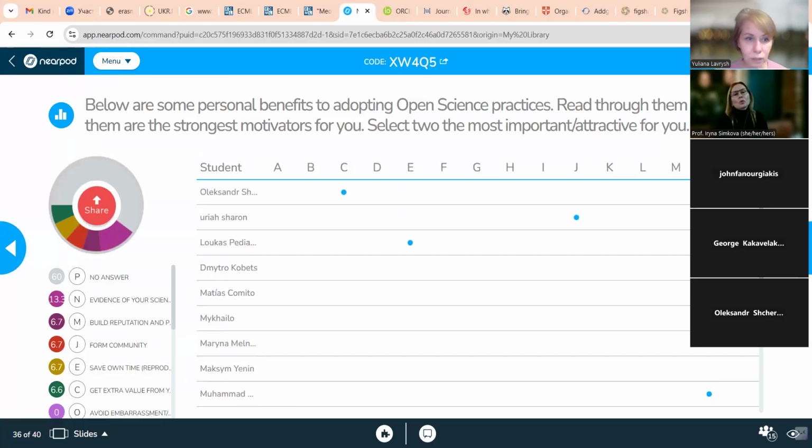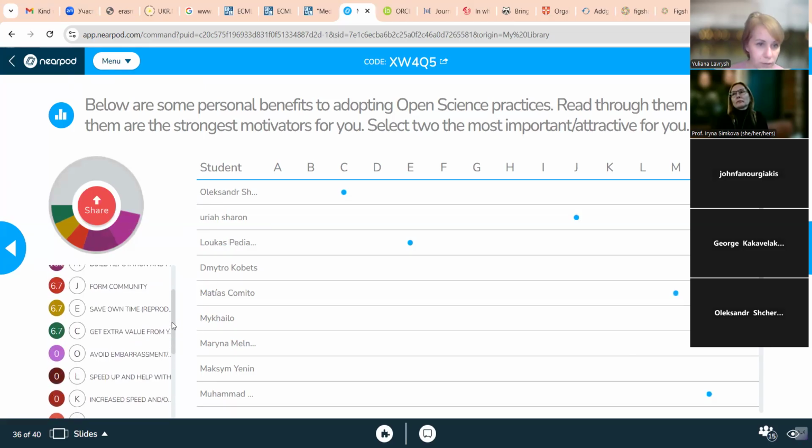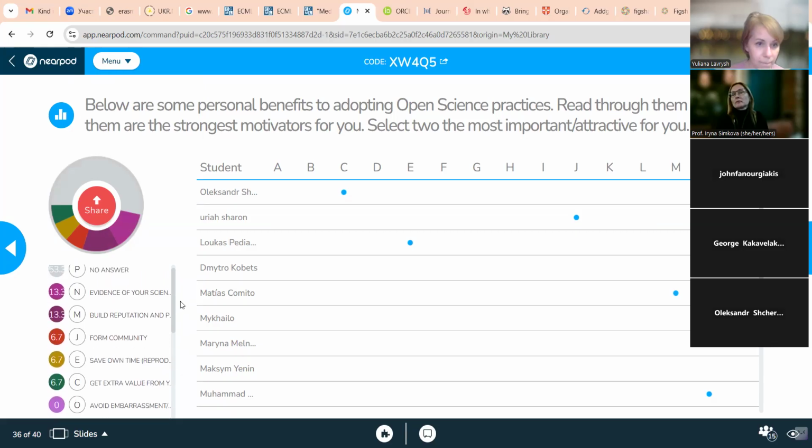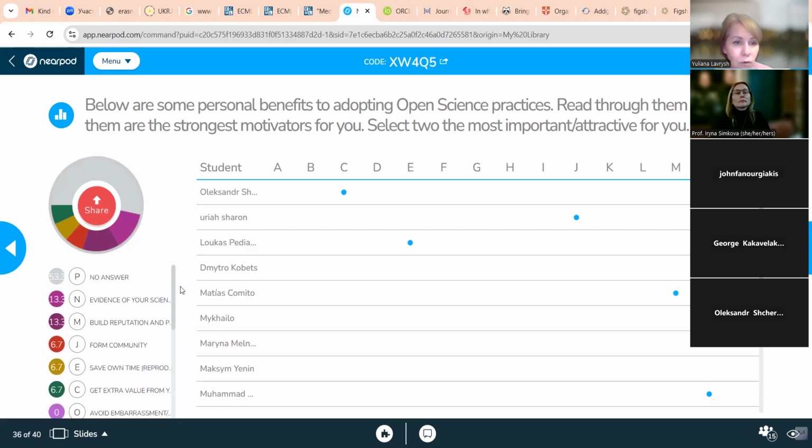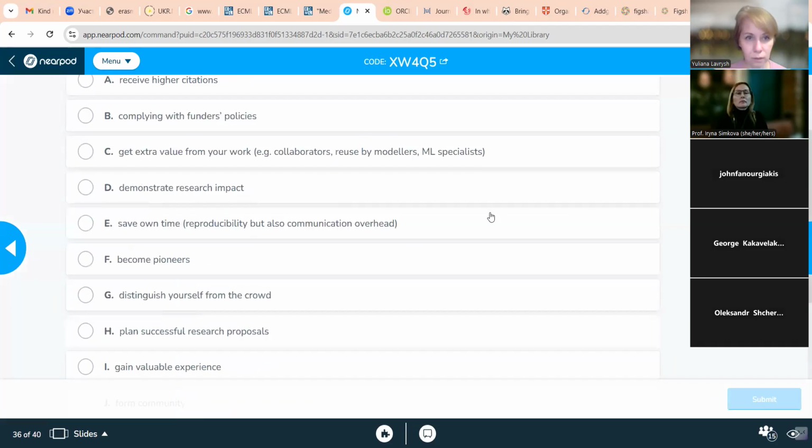Yeah, so people mention here evidence of your science. Yeah, reputation, agree, absolutely. To form a community, yeah, if you need to find a team, open science is for you. Save your time, get extra value. Yeah. Find evidence of your research, for your research. They say.